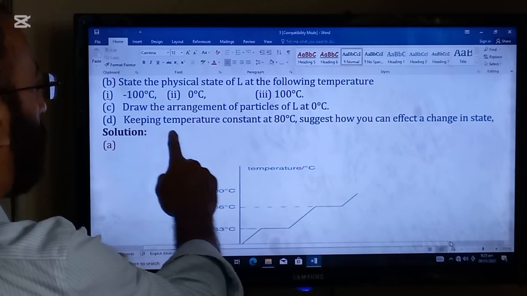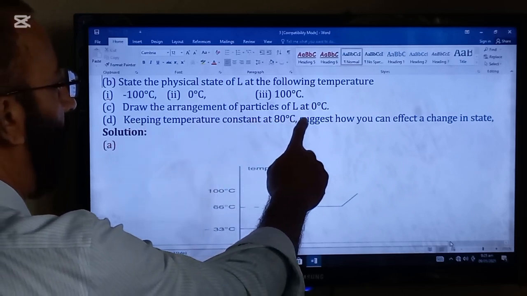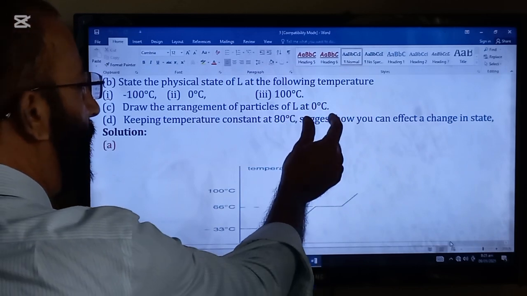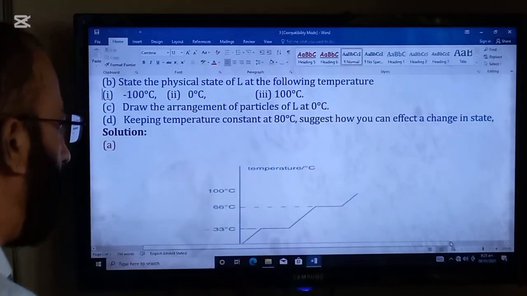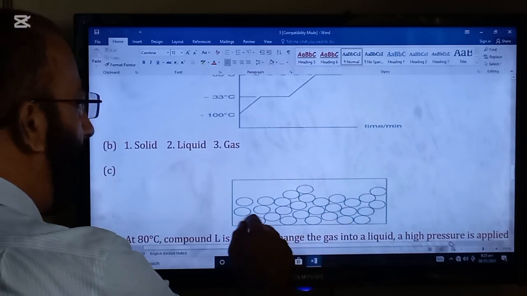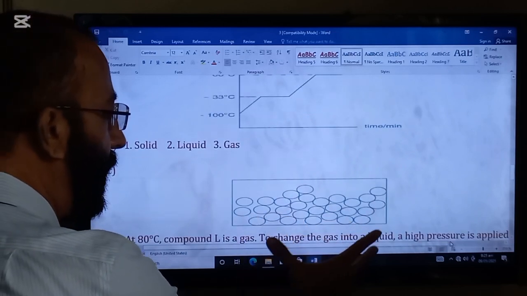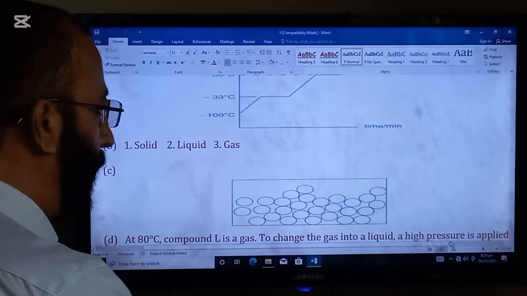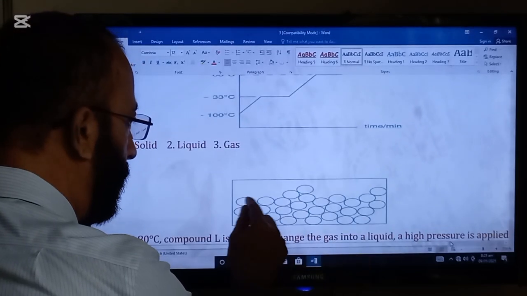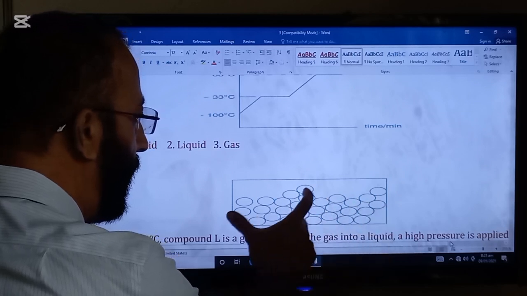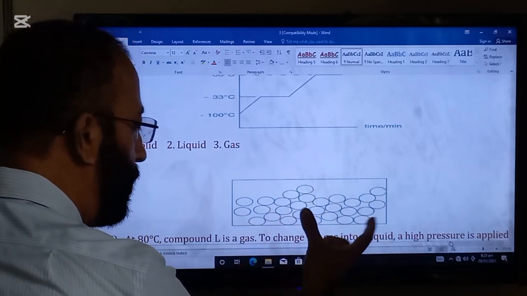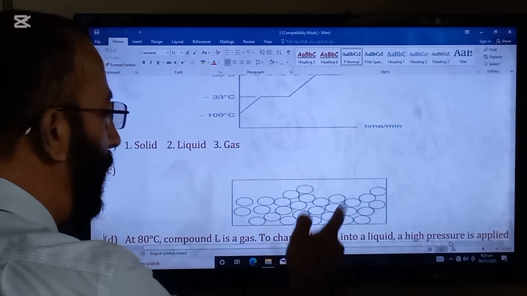C part is to draw the arrangement of the particles of L at 0 degrees C. Because at 0 degrees C, the compound will be in a liquid state. So this will be the diagrammatic representation. There must be a gravitational pull shown. So particles should be arranged in a disorderly manner, and gravitational pull should be shown in the diagram.